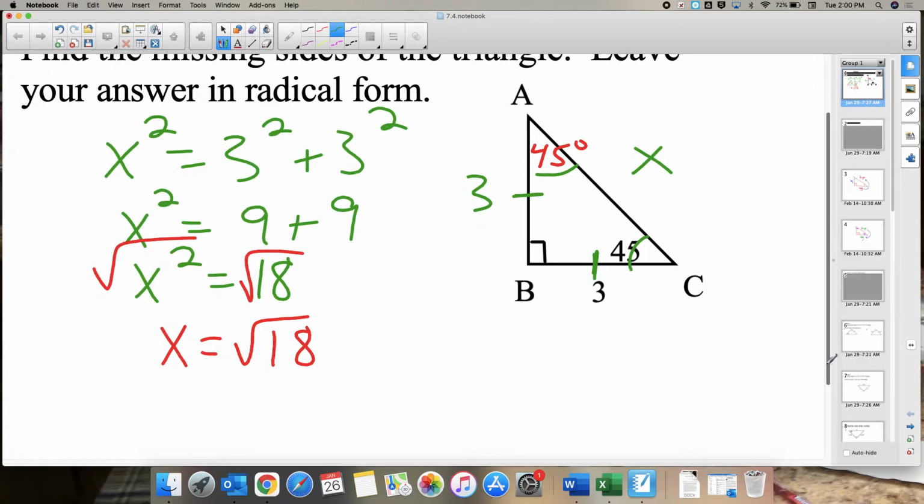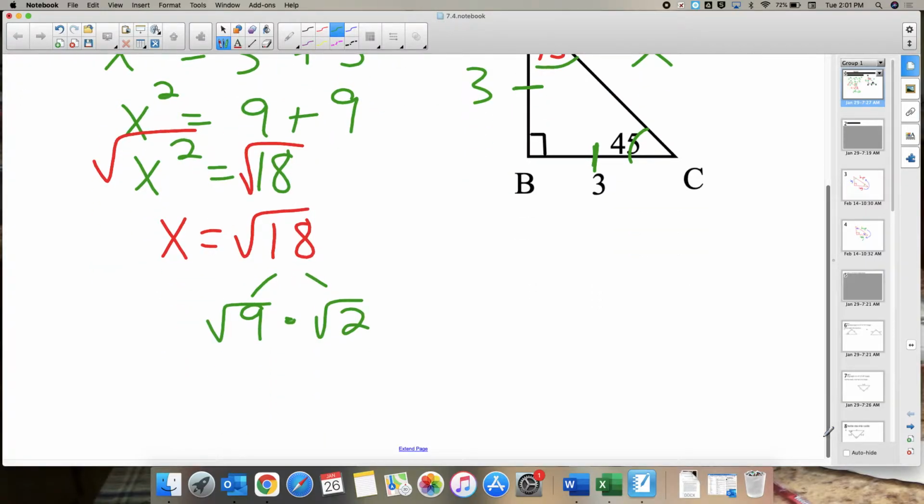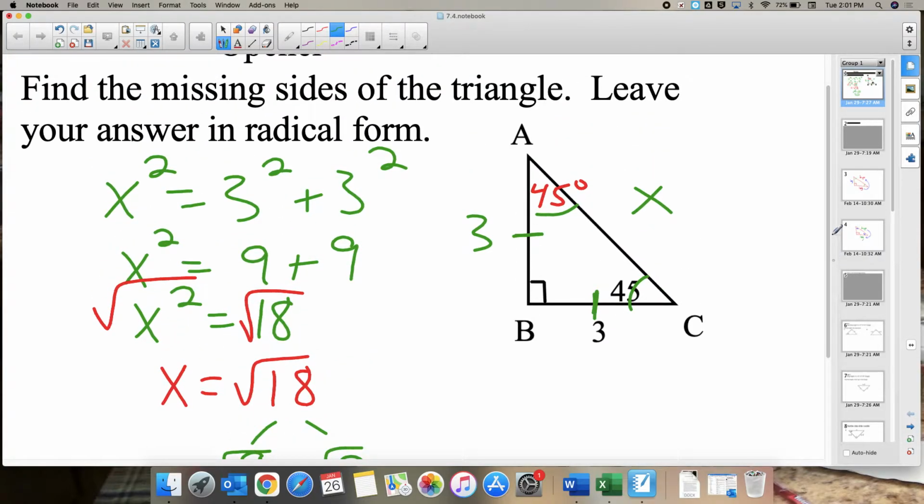So you are looking for a perfect square that goes into 18. A perfect square that goes into 18 is 9. 9 times what? It is 9 times 2. We pick 9 because you know the square root of it. The square root of 9 is 3. So we have 3 times the square root of 2. That is our other side. If you look at your lengths here, we have 3, 3, 3 square roots of 2.